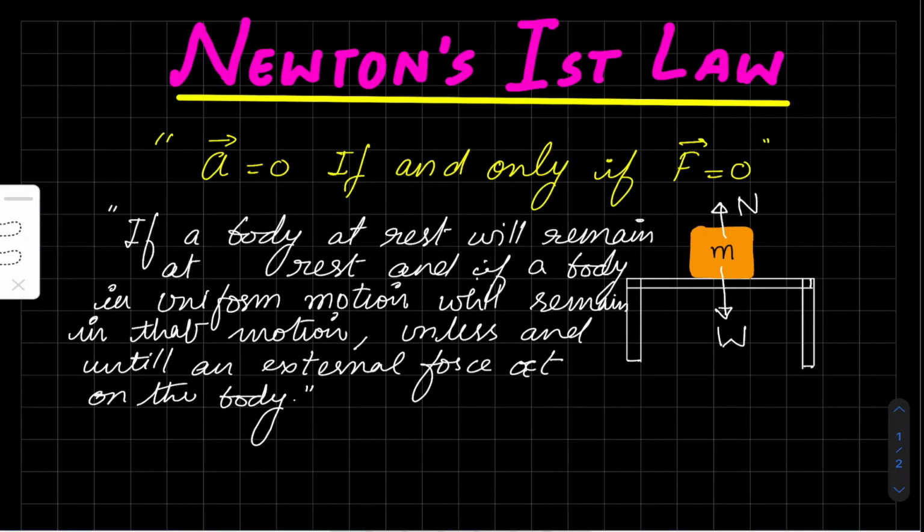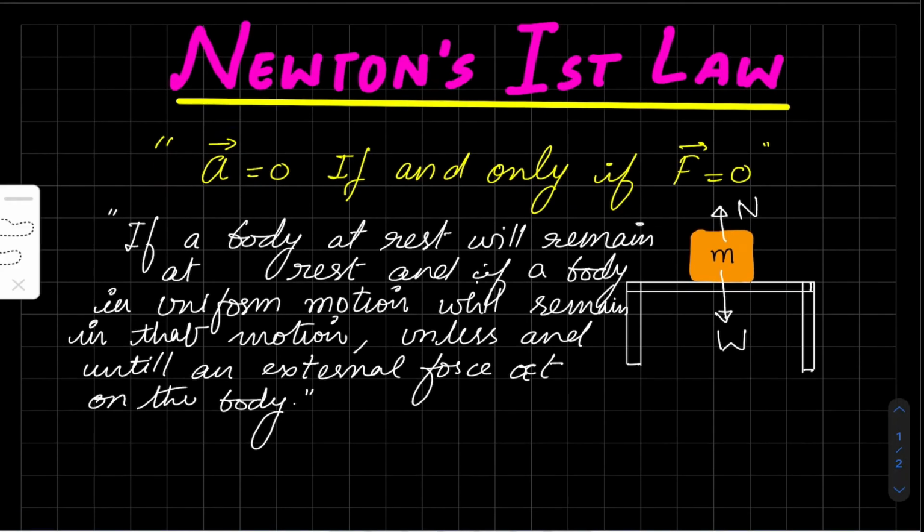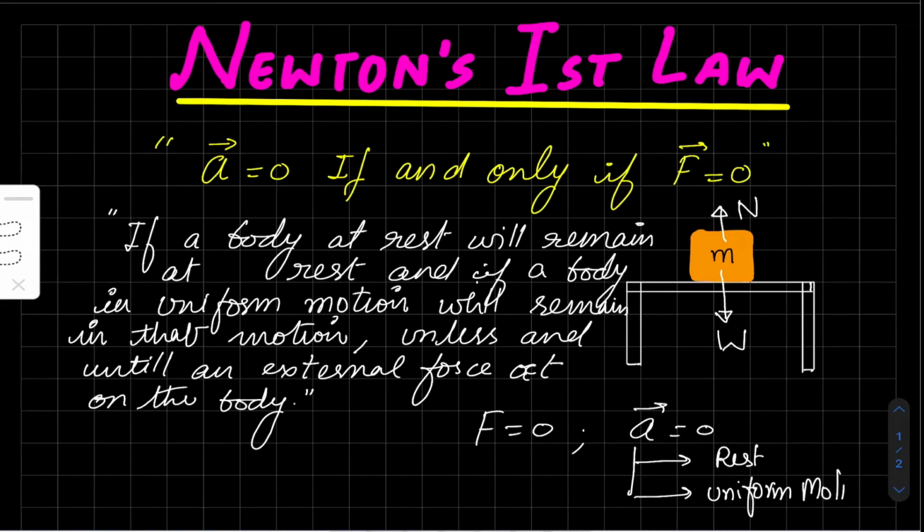In another way, this statement is stated like this: the acceleration of the body is zero if and only if the force is zero. It means that if the force acting on the body is zero, then acceleration is zero, and when the acceleration is zero, it has two conditions: either the body will be at rest or in uniform motion. So rest or uniform motion is stated in this statement.